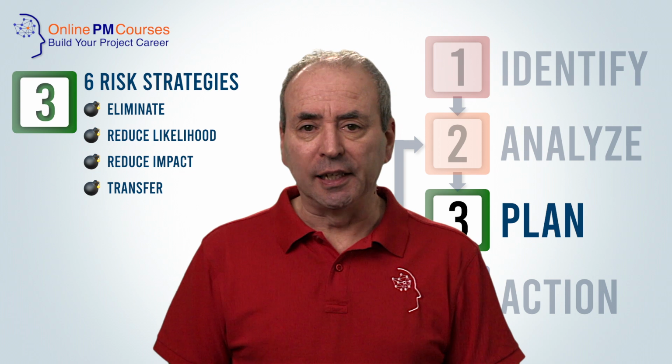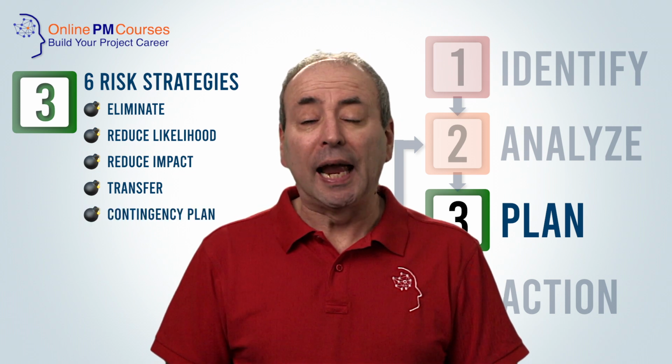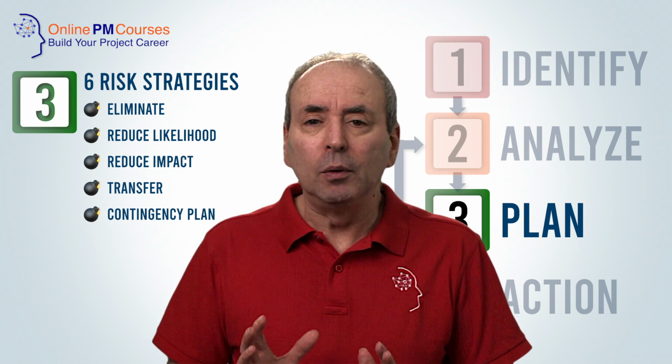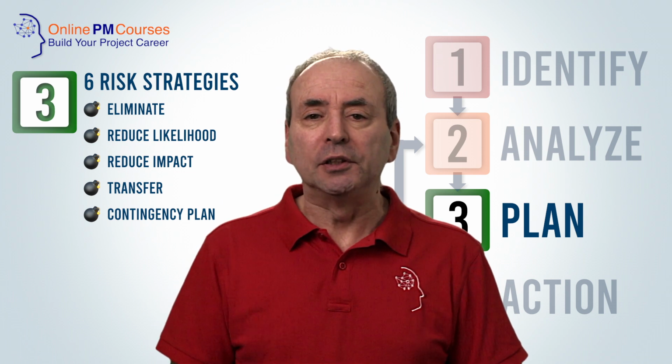The next strategy is to put in place a contingency plan. This won't make the risk any less likely to happen, and it won't make it any less bad if it does, but now you will have a plan for how to manage it in the moment so that you can reduce the ongoing impact.